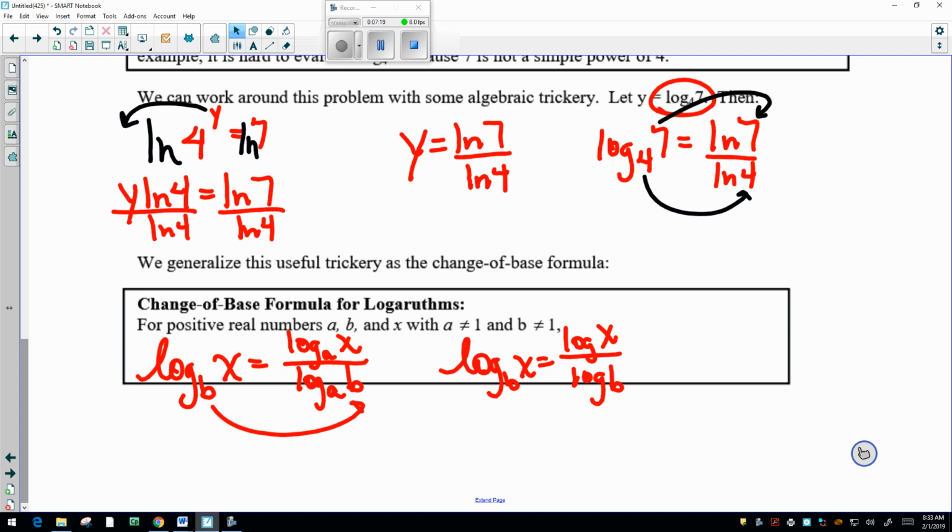And like we just did up above, I could do it with natural logs. So if I have that same thing, log base b of x, I have the natural log of x on top over the natural log of b on the bottom.